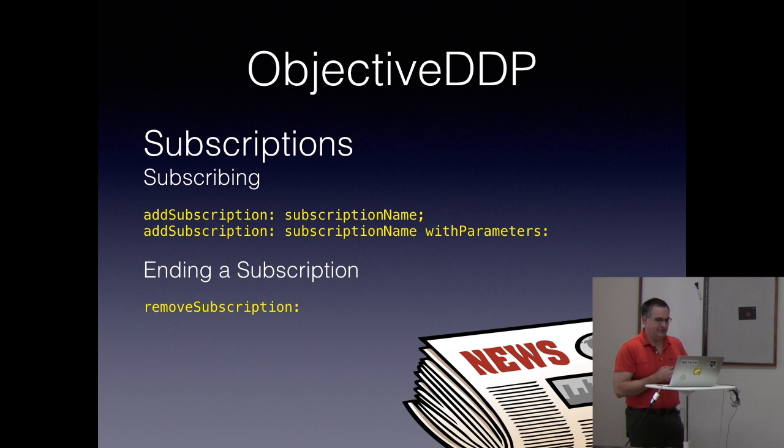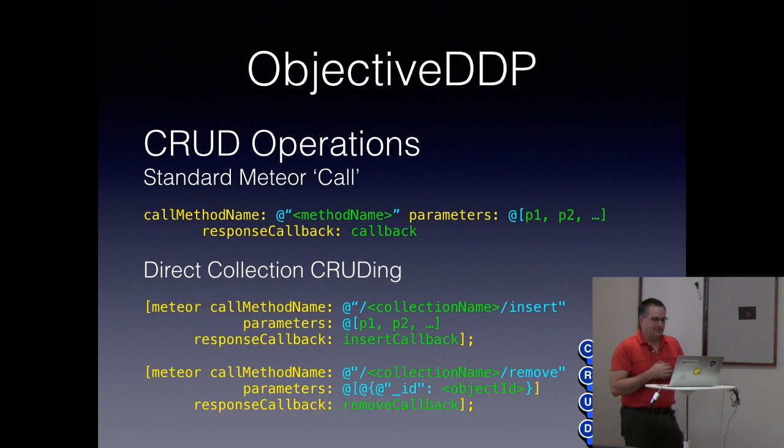Subscriptions for getting data in, right? You have add subscription with just a straight name and no parameters, and with parameters, and remove subscription, which is something that most Meteor people don't do because they're using a router that does it for them automatically. But the ability to close down a subscription once you're done with it is in here. Okay, so again, this is all in ObjectiveDDP.